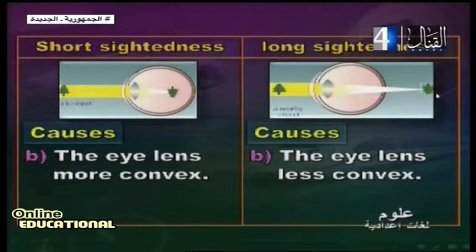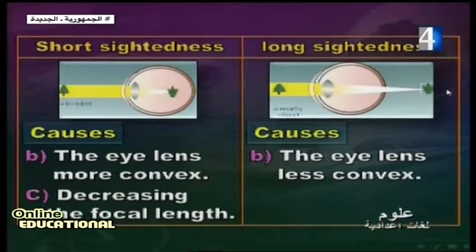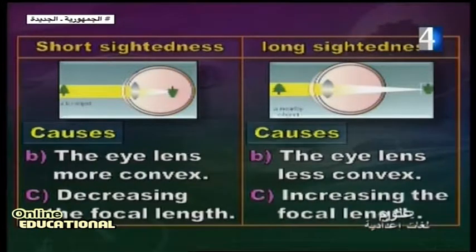So again, the two reasons of short-sightedness: the diameter of the eyeball is long, and the eye lens is more convex with a short focal length. In long-sightedness, the diameter of the eye is very short and the eye lens is less convex or thin, so it has a long focal length. So the image is formed behind the retina. Of course, here there is decreasing focal length in the case of short sight and increasing focal length in the case of long-sightedness.